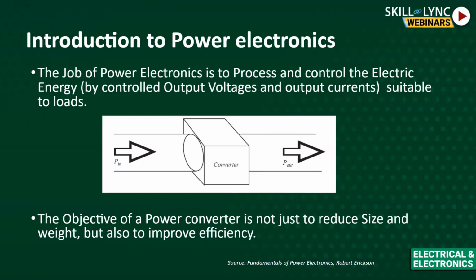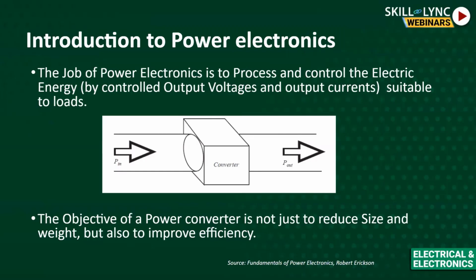The basic objective is, what is the objective? Can you tell me? It is not just to reduce the size, weight or cost. The main important factor is the efficiency, or the losses. We desire the loss of this converter to be very low when we are designing it. That is the main objective. Apart from that, size, weight and cost are also important factors.